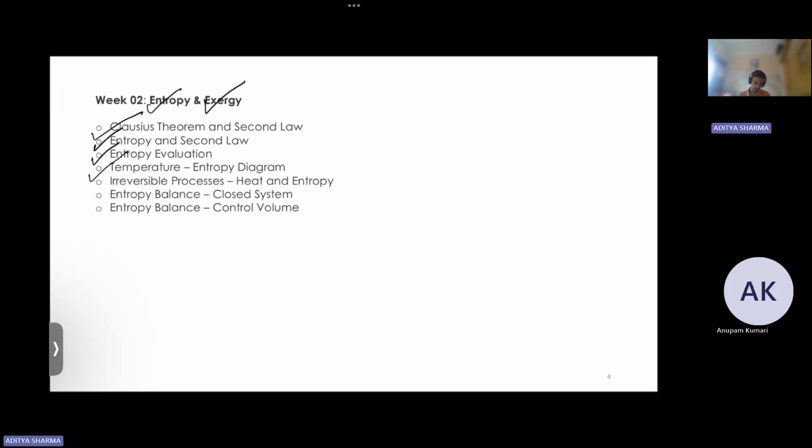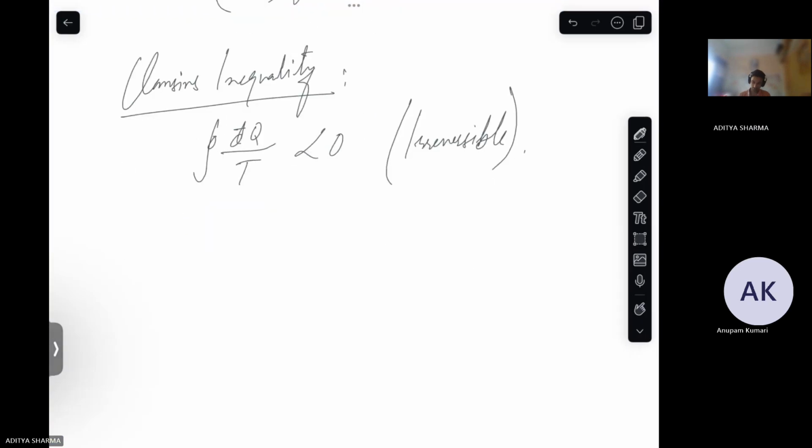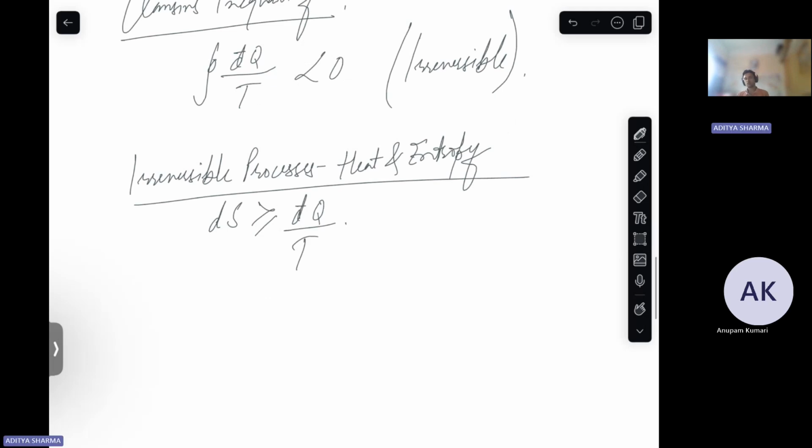And then from your irreversible processes, heat and entropy. From this topic, one important inequality that comes out is this, which is this. Okay. So your change in entropy will always be greater than or equal to this ratio. Correct?